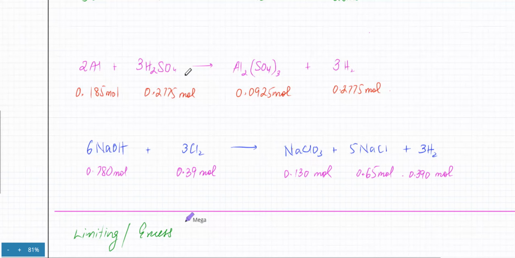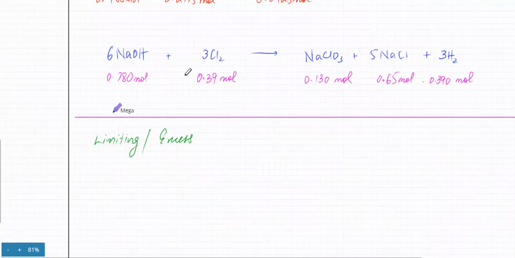So, in reality, you have limiting reactants and excess reactants. What that means is that the quantities that are added wouldn't be added in the required ratio. The required quantity is 0.780 moles, but by some mistake, you could actually add more of it, right?